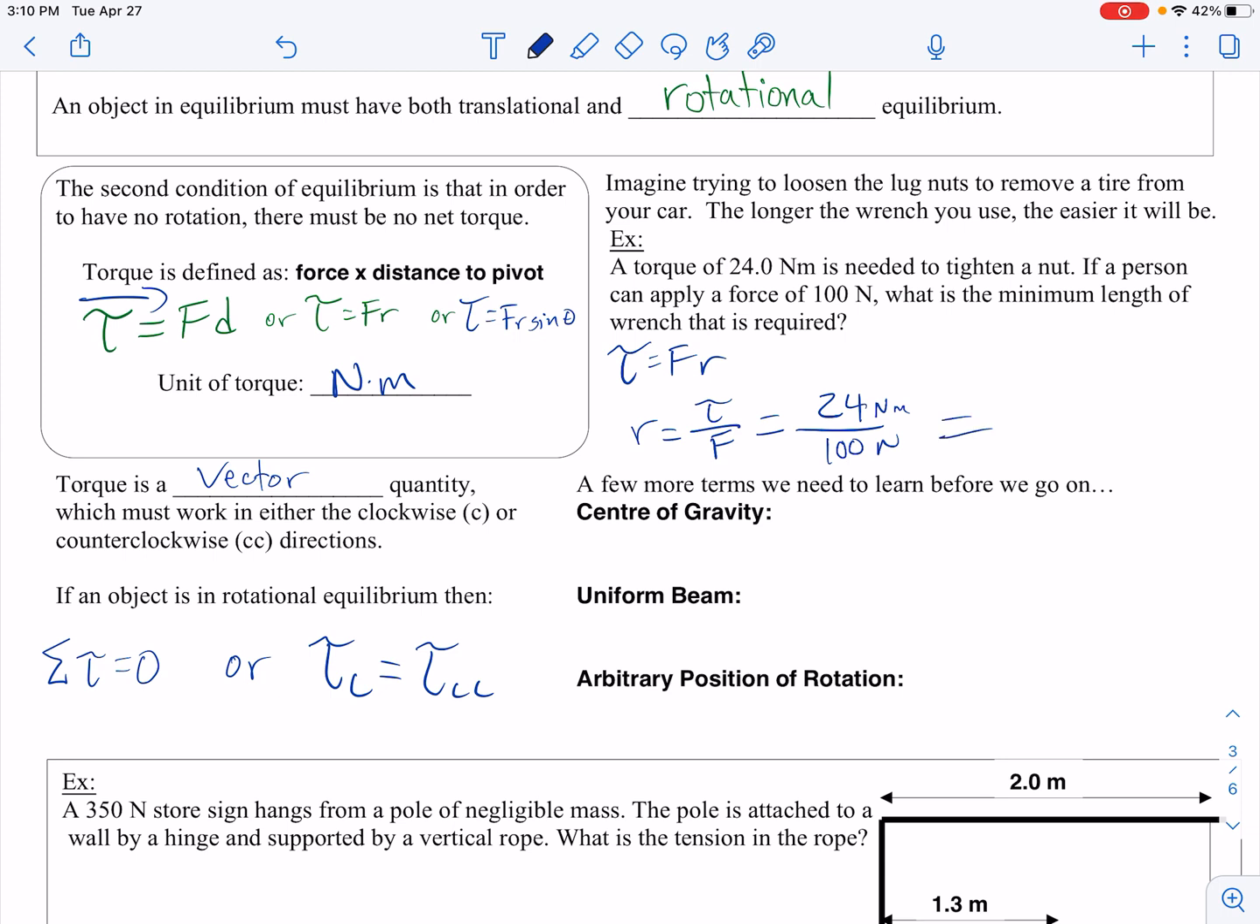I see newtons cancel out, so we're left with 0.24 meters. That is going to be the minimum length for our wrench. Obviously, the longer it is, the easier time we're going to have.